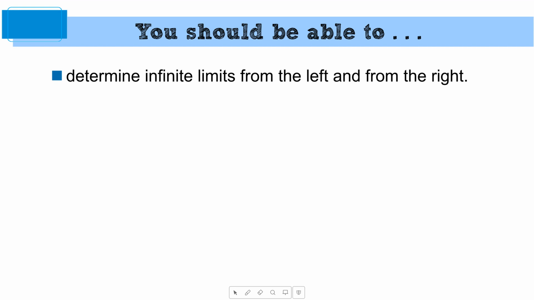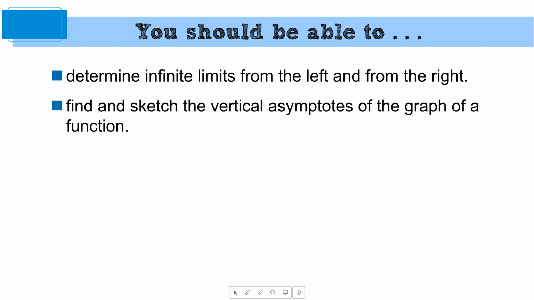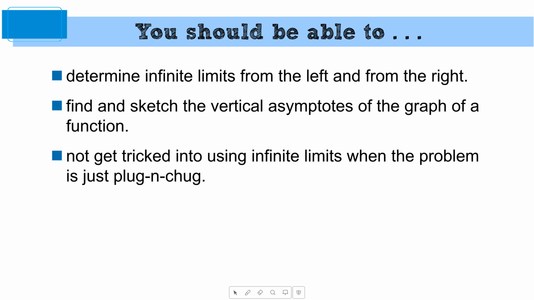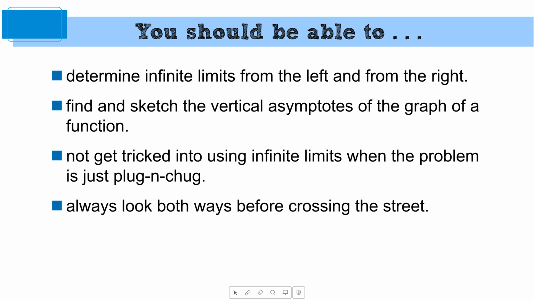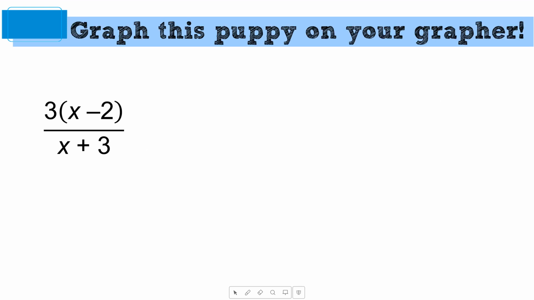Okay, so we're going to talk about infinite limits from the left or from the right. In particular, we're going to look at limits around asymptotes. So we're going to make sure that you know how to find the asymptotes and then decide what happens on the left or the right. We're going to do some sketching. We're going to not get tricked into thinking that you're dealing with an infinite limit when in fact you've got a plug and chug going on. And then of course you should always look both ways before you cross the street, unless you get run over.